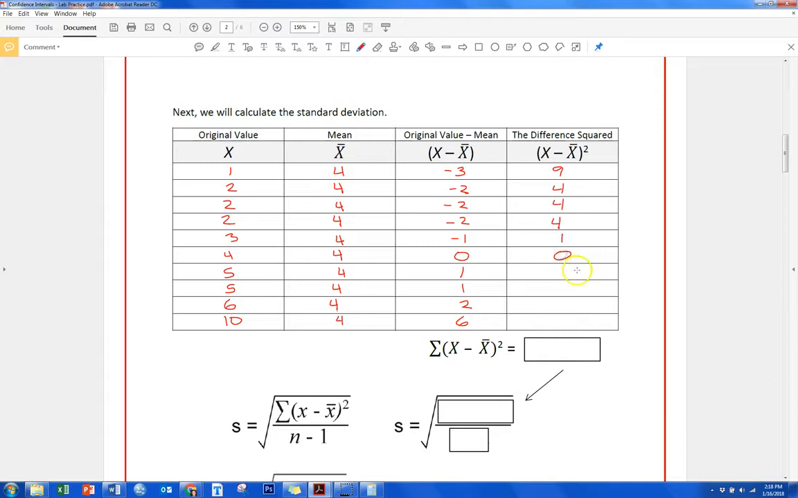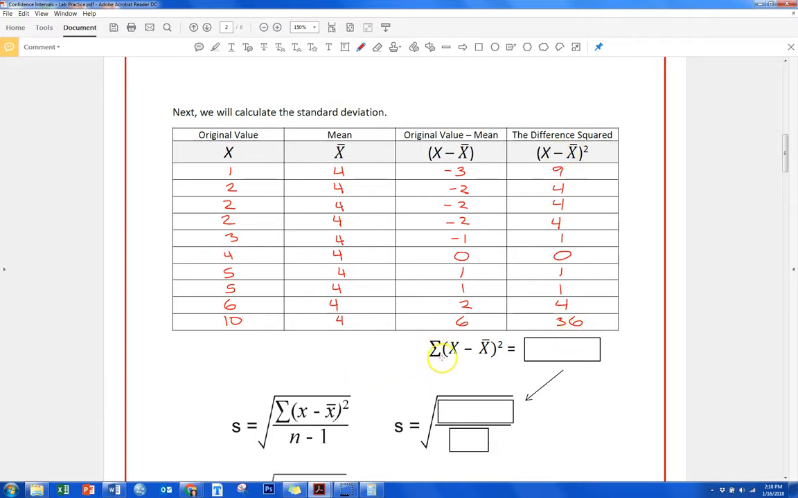0 times 0 is 0. 1 times 1, 1 times 1. 2 times 2 is 4. And 6 times 6 is 36. So you can see how the further the value is away from the mean, the more it's contributing to the standard deviation. When we get this 10 way away from the mean, we square that, we're contributing quite a bit to the standard deviation. Now we have to add these.